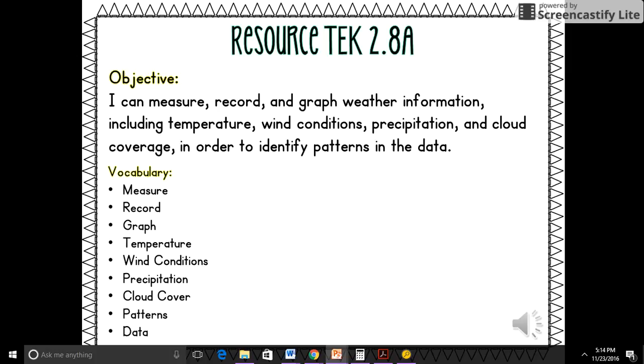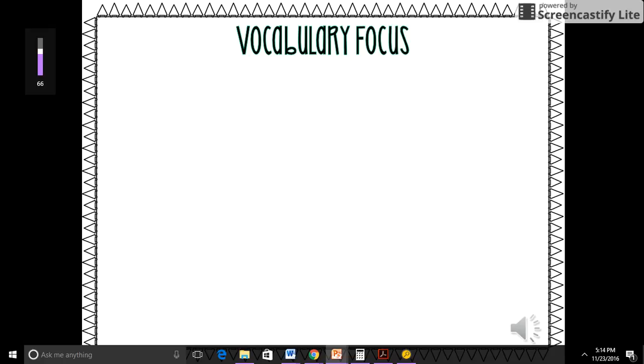So as we go through this little presentation, you guys are going to learn about these vocabulary words and you're going to learn how to complete our objective. First, we're going to take a look at the vocabulary words. The first word here is measure.